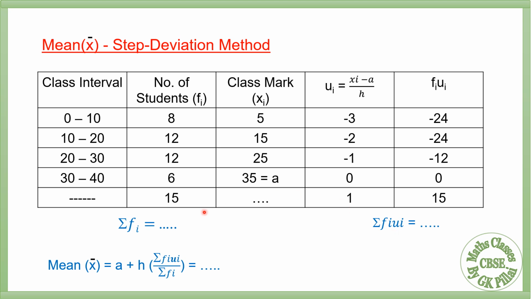Sigma fi ui divided by sigma fi, that you will multiply by the class size. So this will be the formula: A plus h into sigma fi ui upon sigma fi. A will come from here, h will come from the class size, that is 10, and within the bracket this upon this. You will get the final answer here. This is the step deviation method.